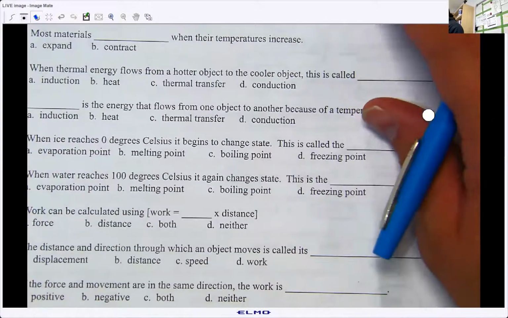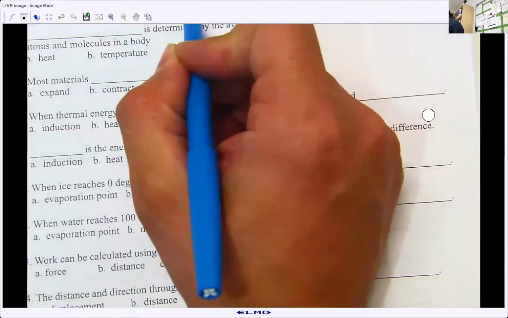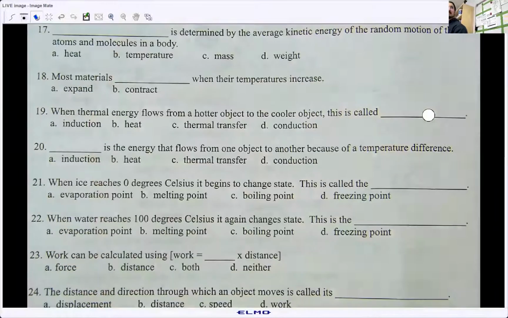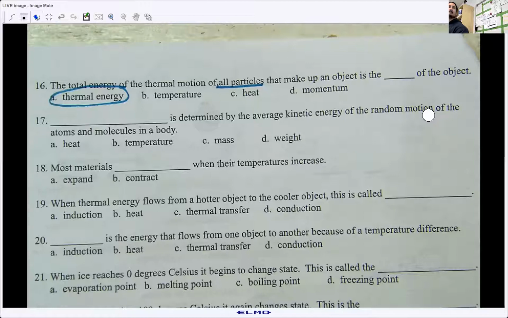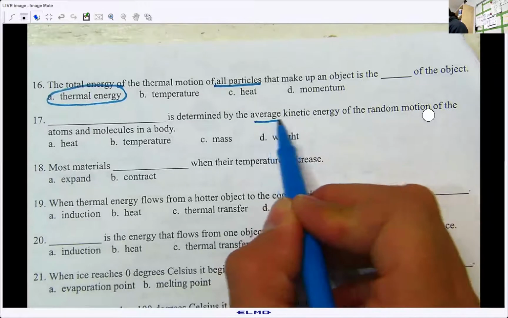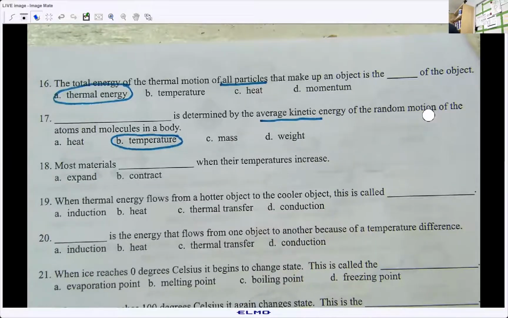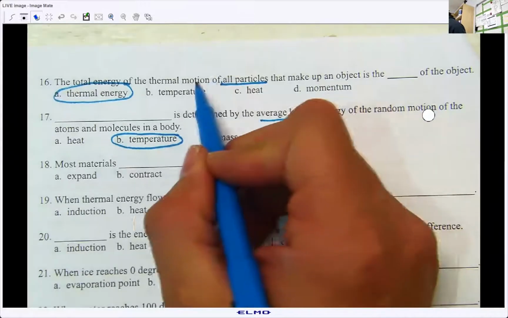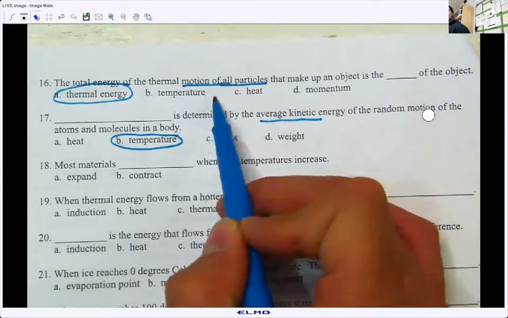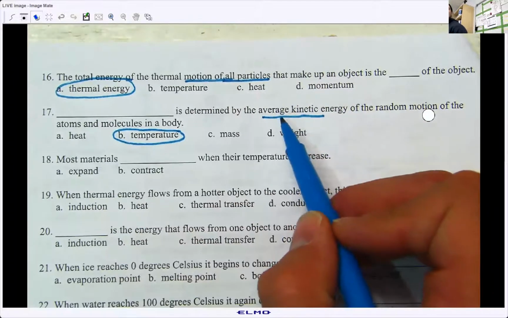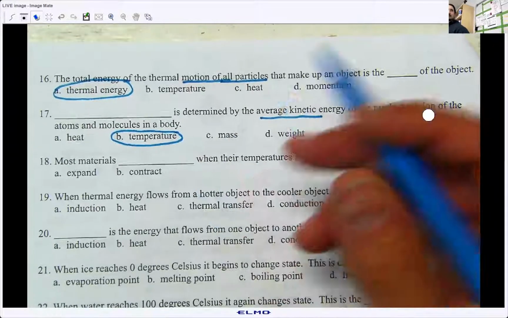Total energy of thermal motion of all of the particles is called thermal energy. Blank is determined by the average kinetic energy. That's temperature. So remember, motion of all of the particles is thermal energy. Average kinetic energy is temperature.